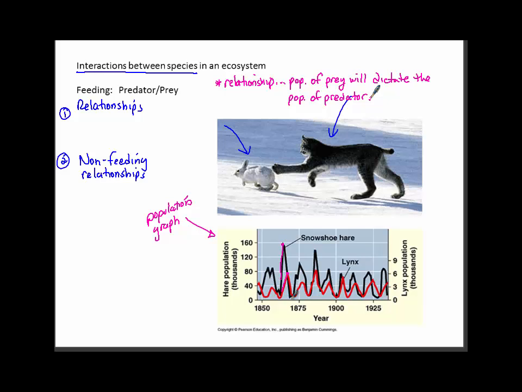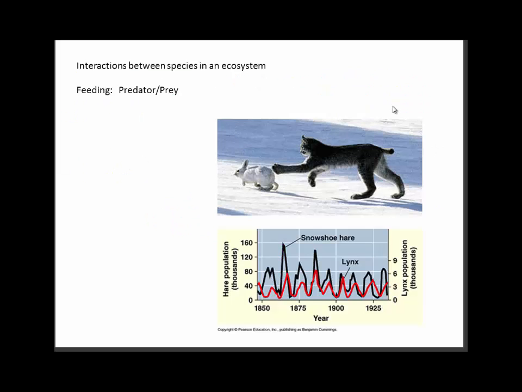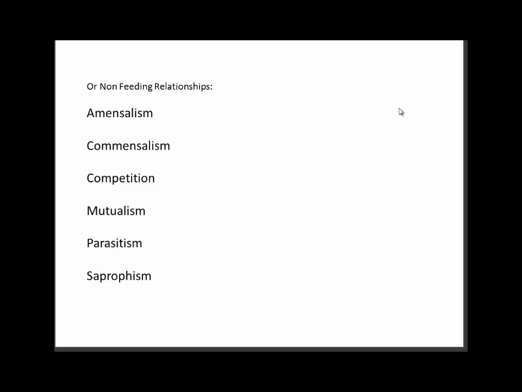So one of the components in an ecosystem is the interactions or the relationships between species. And you can have two types of relationships, a feeding and a non-feeding relationship. The feeding relationship would be predator-prey relationship. So let's look at some of the non-feeding relationships. And here they are. These non-feeding relationships we can group as being called symbiotic relationships. Those are interactions or relationships between two species in a non-feeding way.